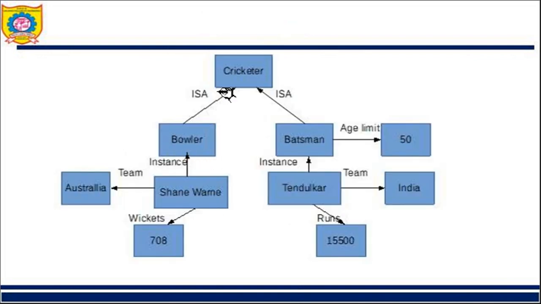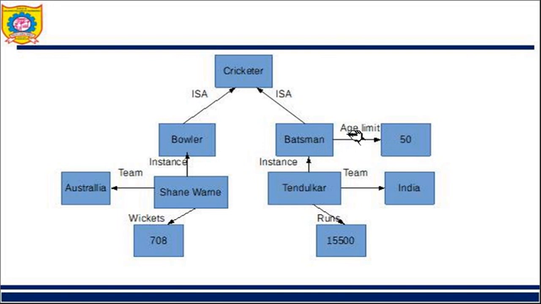There is one more example. Here I have cricketer, bowler, batsman. All these values are there. Here you can say Australia is one value, 708 is a value, this is a value, this is a value. And for example, these are all the objects. Cricketer is an object, bowler is an object, batsman is an object. Now these are joined with the help of arrows. These are nothing but attributes.